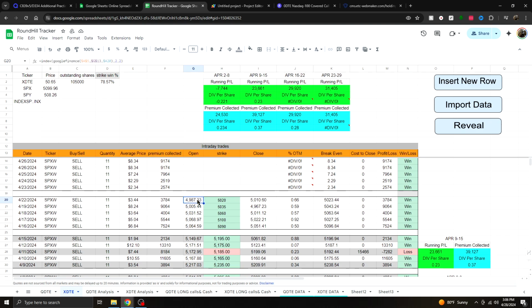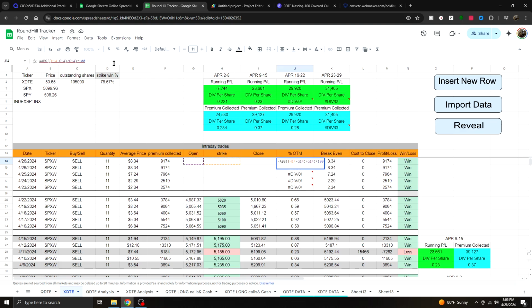When I update this, I'll just copy these formulas up just so it can pull the opening price for all of these days for SPX. Then I'll do the same thing here. I'll just change the attribute to close, and that'll be that.